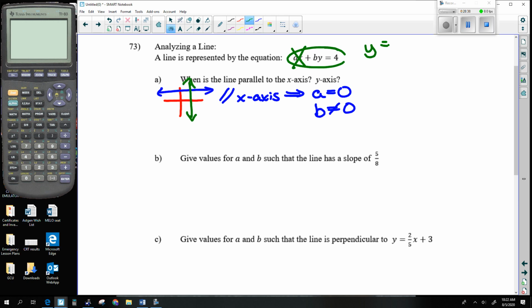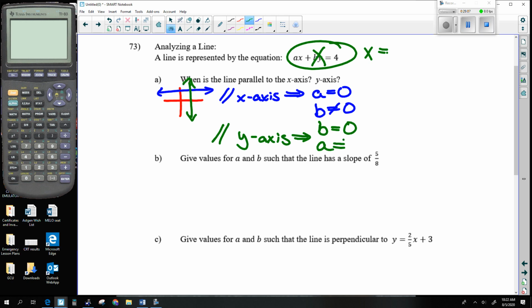Okay, and then the other form of the question is when is this parallel to the y-axis? Parallel to the y-axis is up and down, aka this is an x is equal to graph. So again, we need that to go away. When it's parallel to the y-axis, that would imply that b is equal to 0, then a cannot be equal to 0. That's the stipulation.